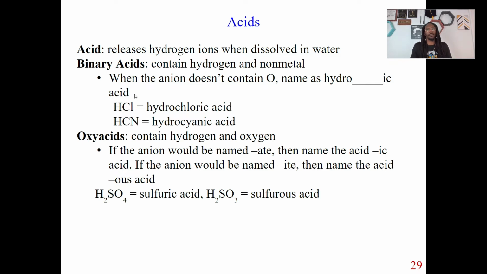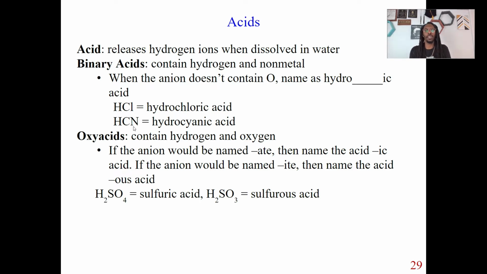For example, if we got HCl, no oxygen here, we're going to name HCl hydro, and then we have Cl, chlorine, chlor, and then we take out the ending like we've been doing. So instead of using IDE, we use IC. So, hydrochloric acid. Make sure to put that acid at the end.